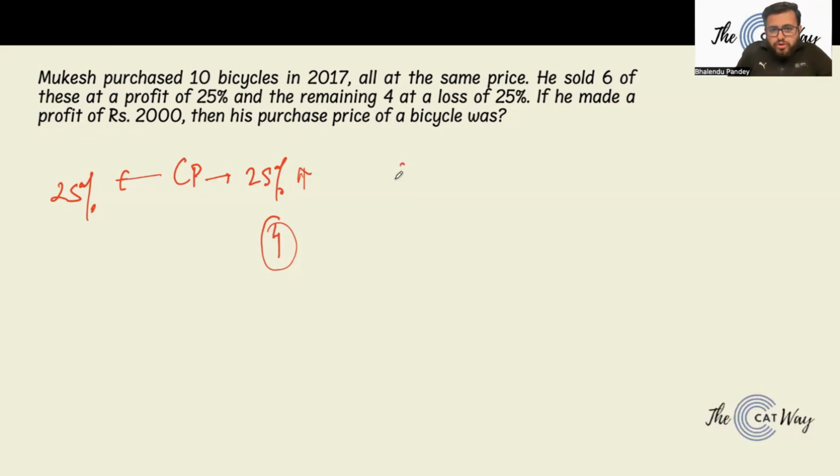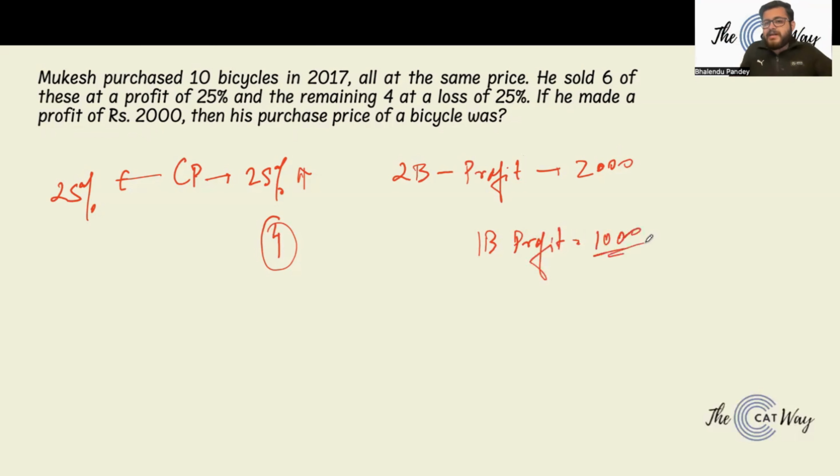That means on 2 bicycles the profit is 2000 that he is earning. That is the profit on 2 bicycles. And on those 2 bicycles he is earning how much? 2000 rupees profit. So 1 bicycle's profit is 1000 rupees. So on 1 bicycle he is able to earn 1000 rupees, right? Now the next point is, then the purchase price of the bicycle was. Okay, how do we calculate the purchase price?